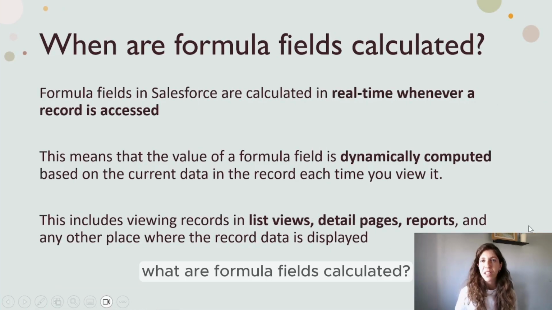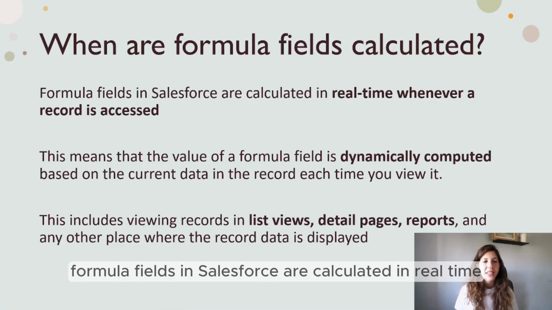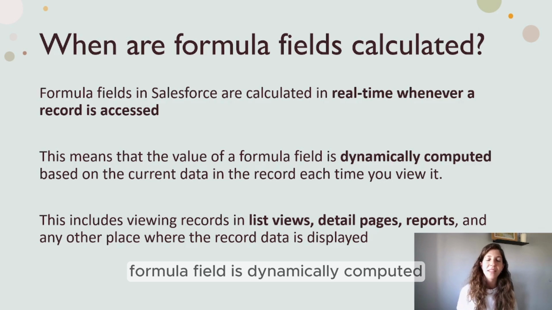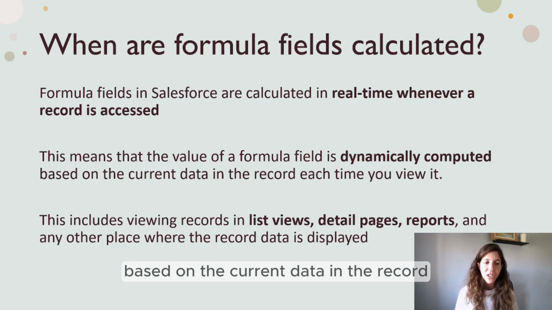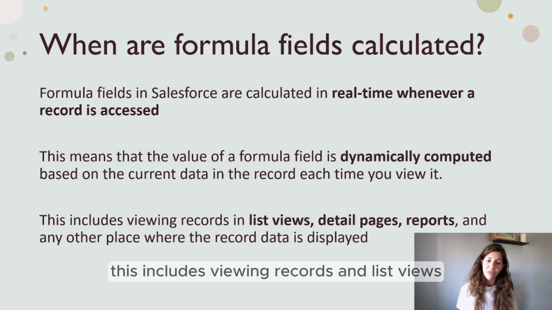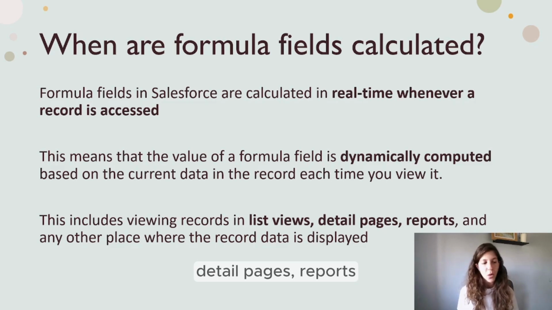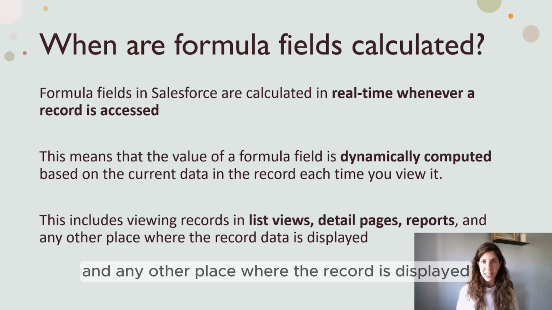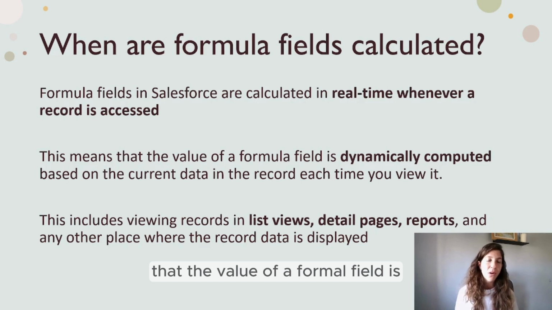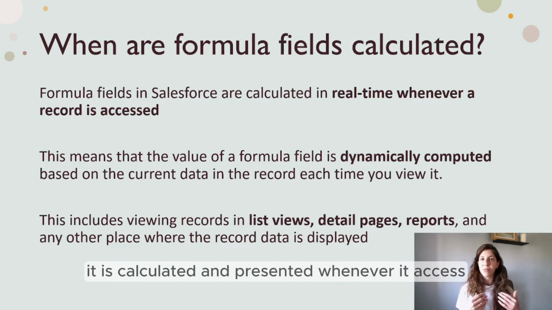When are formula fields calculated? Formula fields in Salesforce are calculated in real time whenever a record is accessed. This means that the value of the formula field is dynamically computed based on the current data in the record every time a user accesses it. This includes viewing records and list views, detail pages, reports, and any other place where the record is displayed. So it is very important for us to understand and remember that the value of a formula field is not actually saved in the database. It is calculated and presented whenever it's accessed in real time.